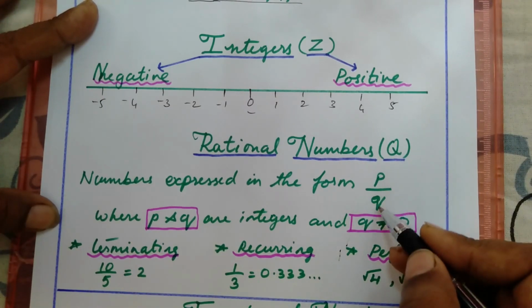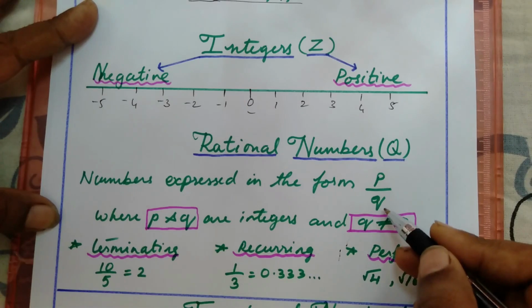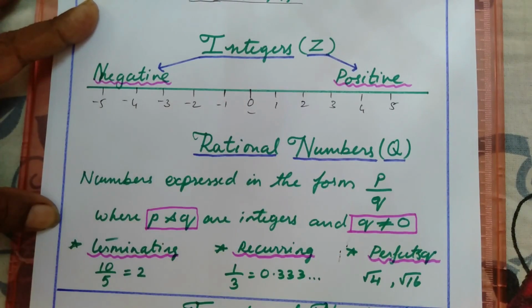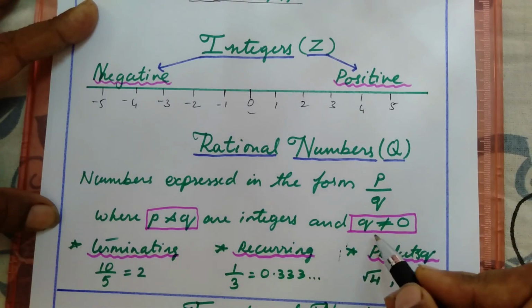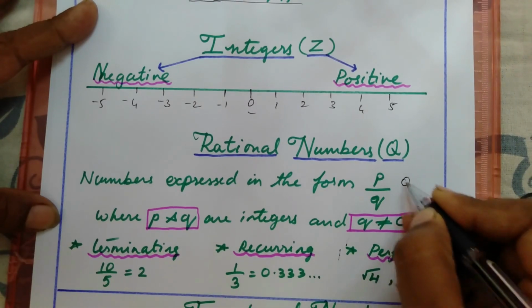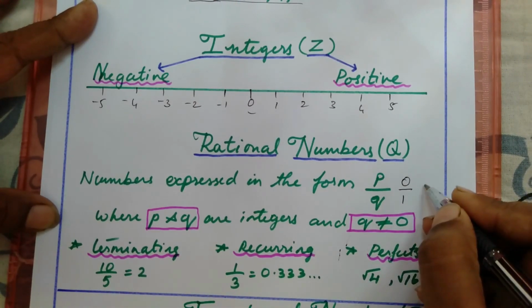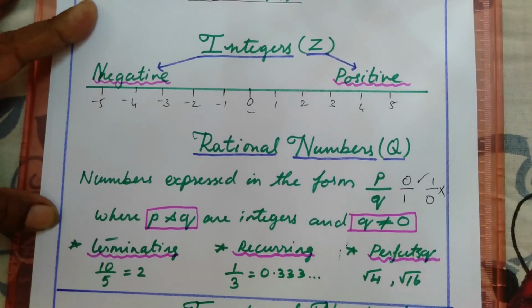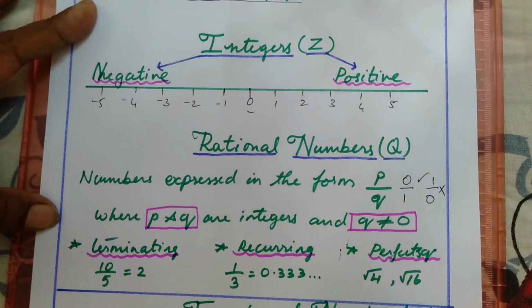Now the conditions are: P and Q are integers, meaning you can have negative or positive integers, and Q will not be equal to 0, meaning you will not have 0 in the denominator. You can have 0 by 1 but not 1 by 0. Okay, so those are the conditions.